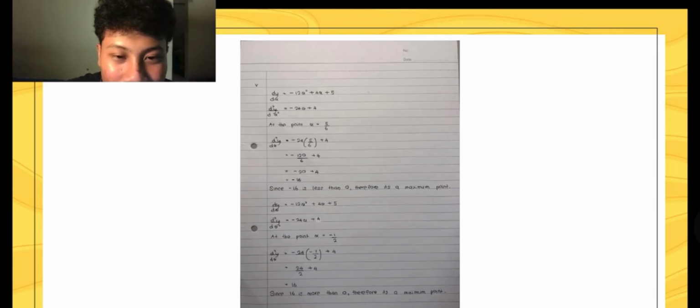So we can get negative 120 over 6 plus 4, equal to -20 plus 4, and the answer is -16. Since -16 is less than 0, therefore it's a maximum point.